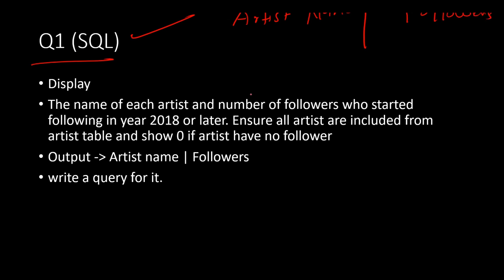Now what they are saying is all the followers who started following in 2018 or later. So this is another condition we need to apply. The condition is that the followers should follow the artist in 2018 or later. Only those followers need to be included. Okay, ensure all the artists are included. So this is also one interesting condition, that we need to include all the artists. Suppose there are no followers, then we need to show 0 followers. Okay, we need to write a query for it.